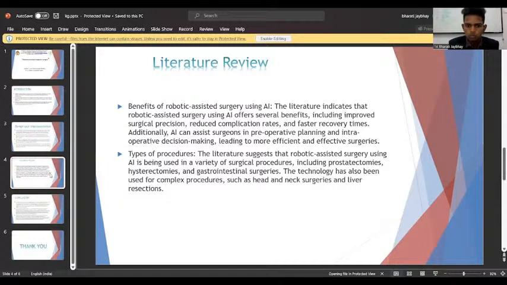As for the types of procedures, the literature suggests robotic assisted surgery using AI is being used in a variety of surgical procedures, including prostatectomies, hysterectomies and gastrostomy surgeries. The technology has been used for complex procedures such as head and neck surgery and liver injection.